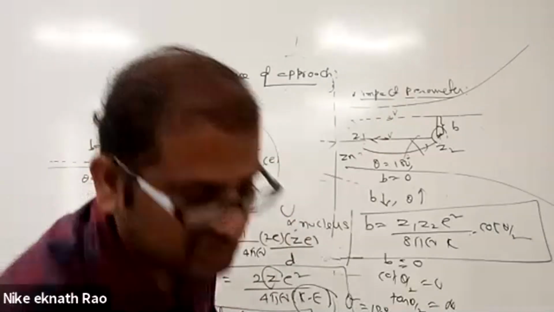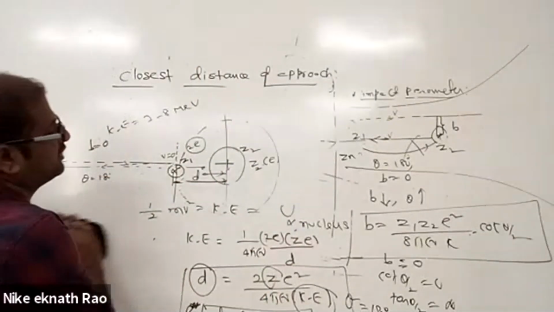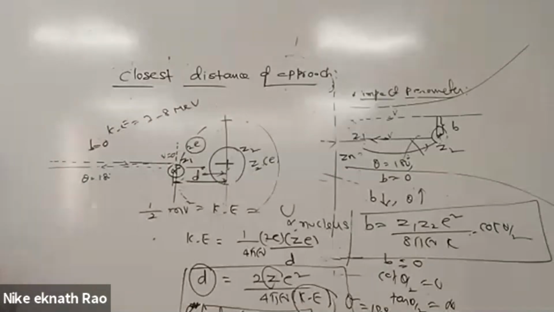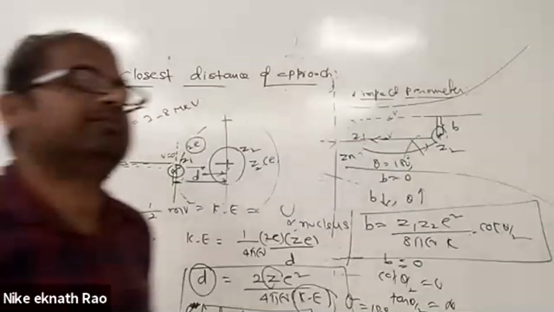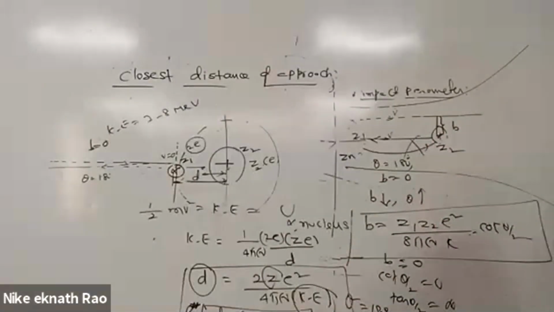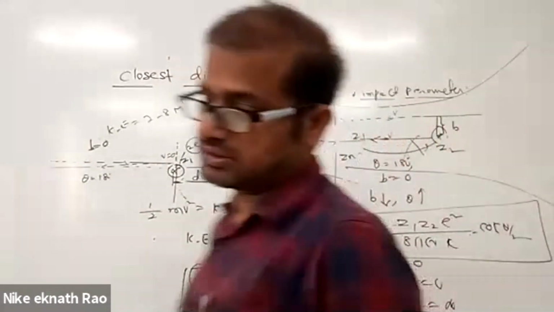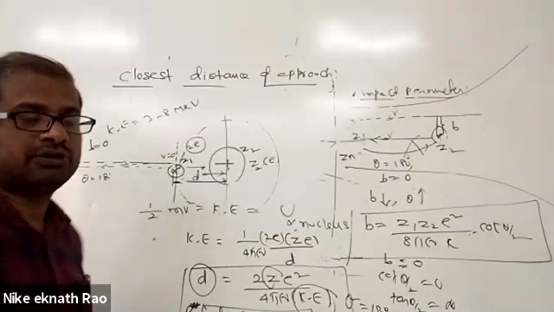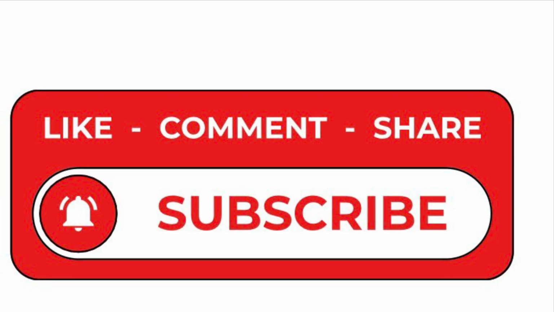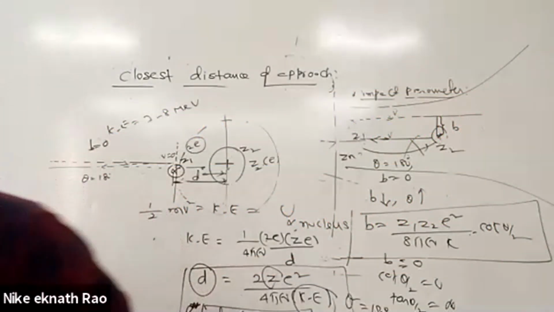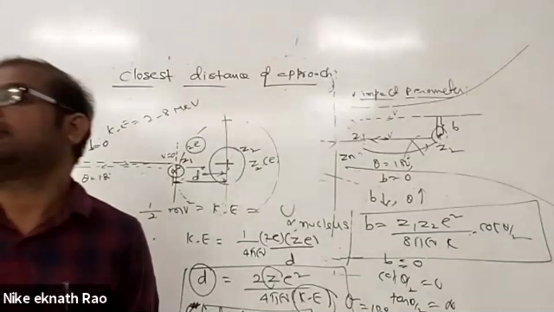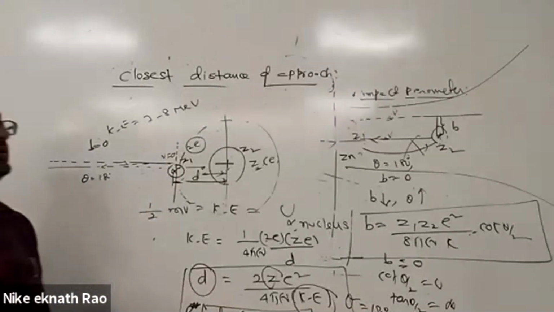But what are the limitations of the Rutherford model? Can anyone tell the limitations? They will lose energy. Why will they lose energy? What is the classical model? Why do they lose energy? Yes, they will fall, but why?